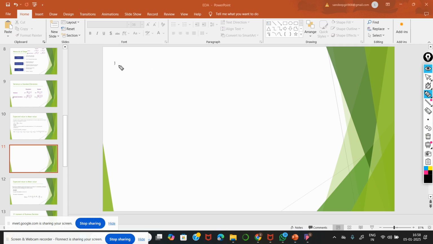Okay, so see, suppose I am giving something like this. My x values are given like this: 1, 2, 3, 4, 5. And the probability values I am giving something like this: 0.1, 0.3, 0.2.